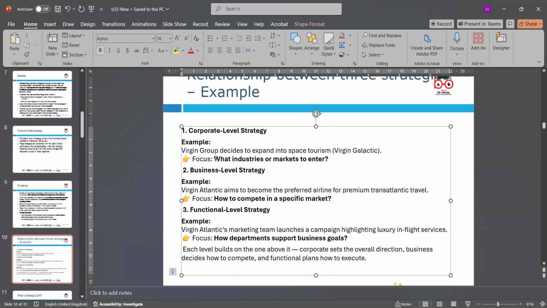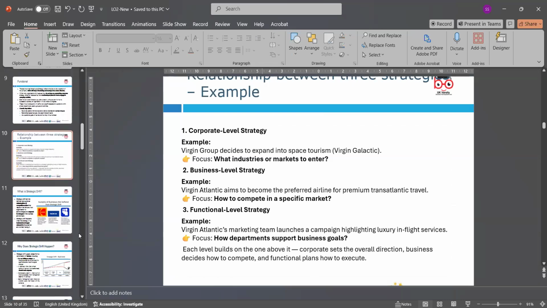In this one, it is the high level decision of what industry or market to enter. This one is how to compete in this specific market, and then how departments support business goals. So as you keep going down, it becomes more and more specific. But on this level, you are practically executing that strategy. I hope it is clear now. Any questions?